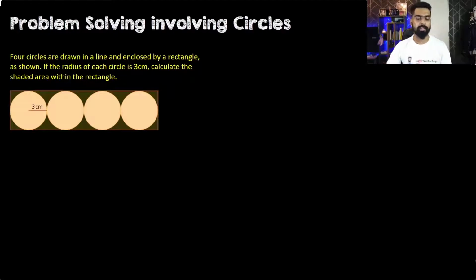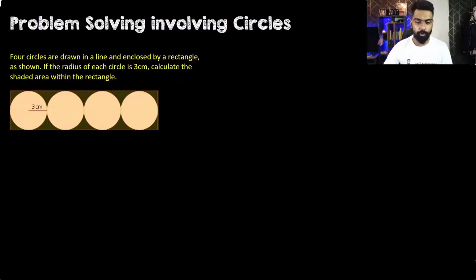Alright guys, so let's understand the question further. We see that 4 circles are drawn in a line and enclosed by a rectangle as shown in this figure, right? So if the radius of each circle is 3 cm, calculate the shaded area within the rectangle.